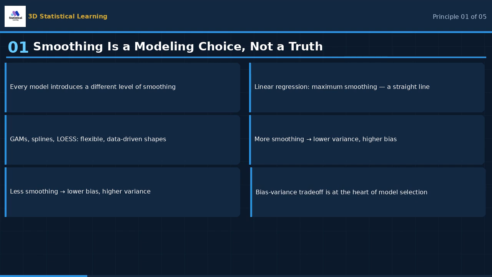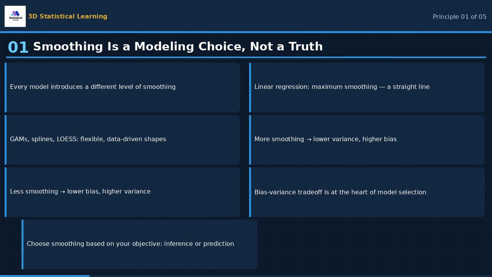If your goal is interpretation and inference, you may prefer a parametric model with more smoothing. If your goal is prediction, you may prefer a flexible model that captures nonlinear patterns. Never choose a model based on what looks smooth or complex. Choose based on what your research question actually demands.